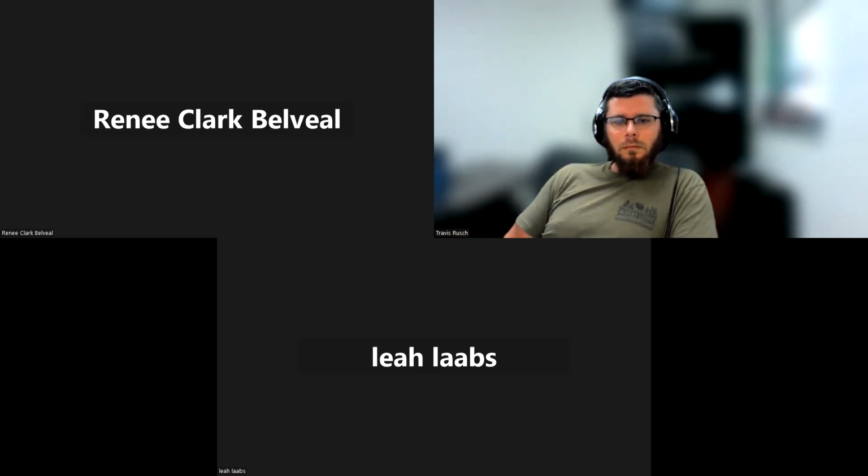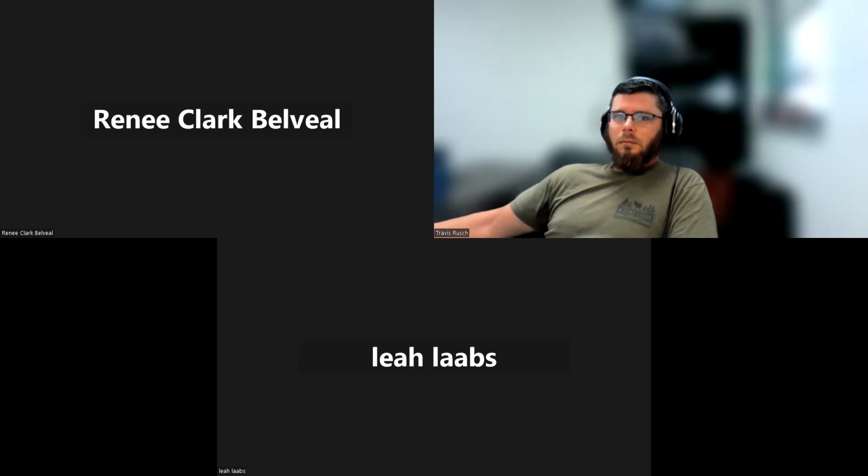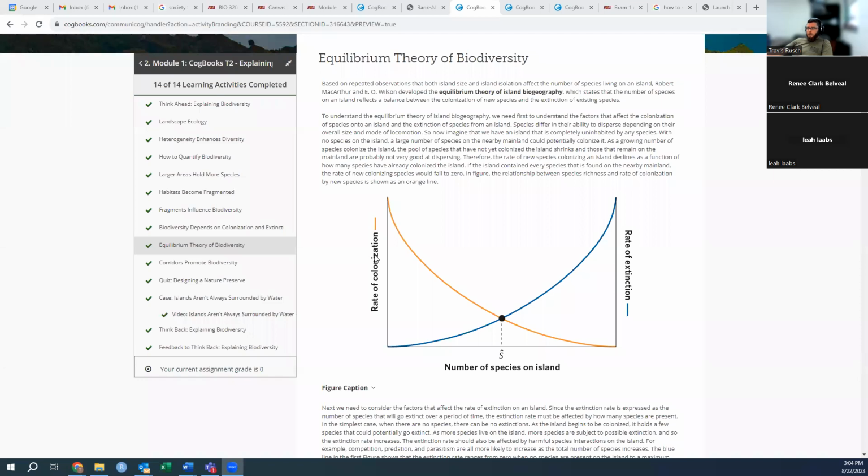Would you be able to go over the rate of colonization and the rate of extinction? Sure, that's a good question. I assume it's the equilibrium theory of biodiversity, right? We're talking about? Yes. It's like this plot right here.